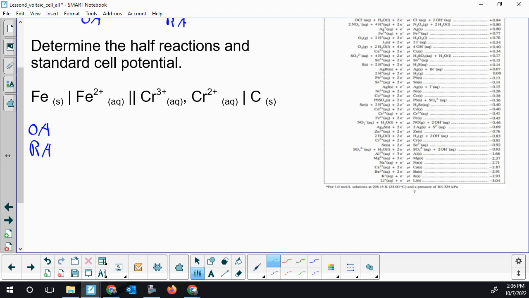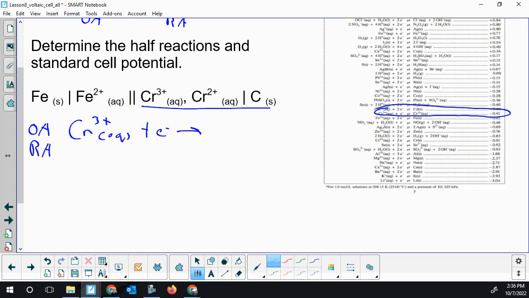The oxidizing agent is always going to come from the right-hand side. So you have to find that chromium 2, 3 half reaction. Now it's quite low in your table, and it's negative 0.41 volts. So I'm going to grab that half reaction, chromium 3+ aqueous plus an electron produces chromium 2+. I totally ignored that carbon because carbon is not in the table. It's an inert electrode.